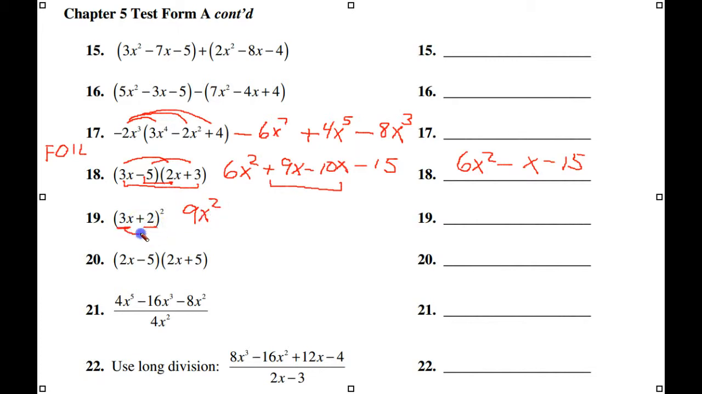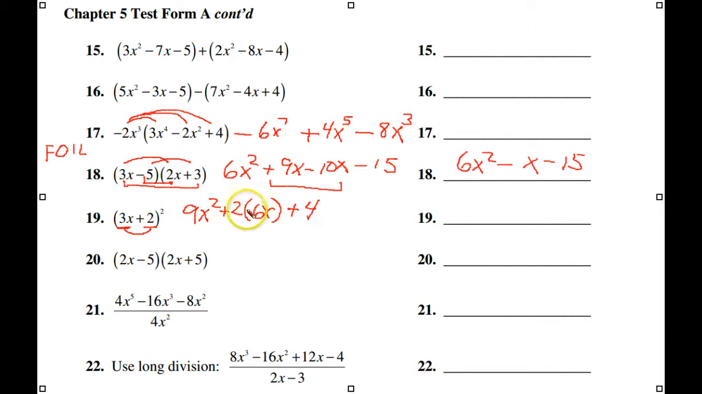We multiply these two terms together. That's going to give us a 6x, but we have to double it, so this eventually will be a 12x. So the rule is: square the first term, multiply these two terms together, then double it, and then square the last term.